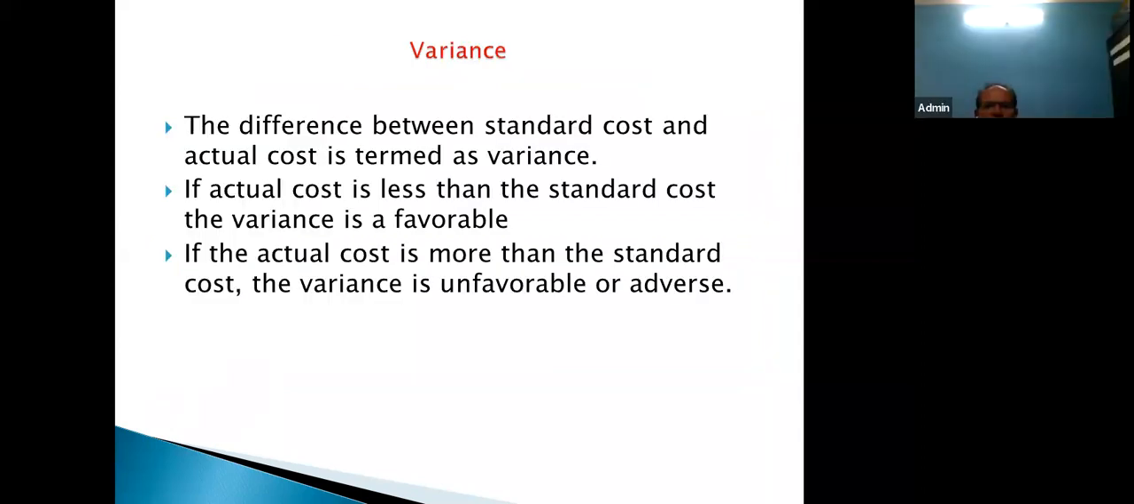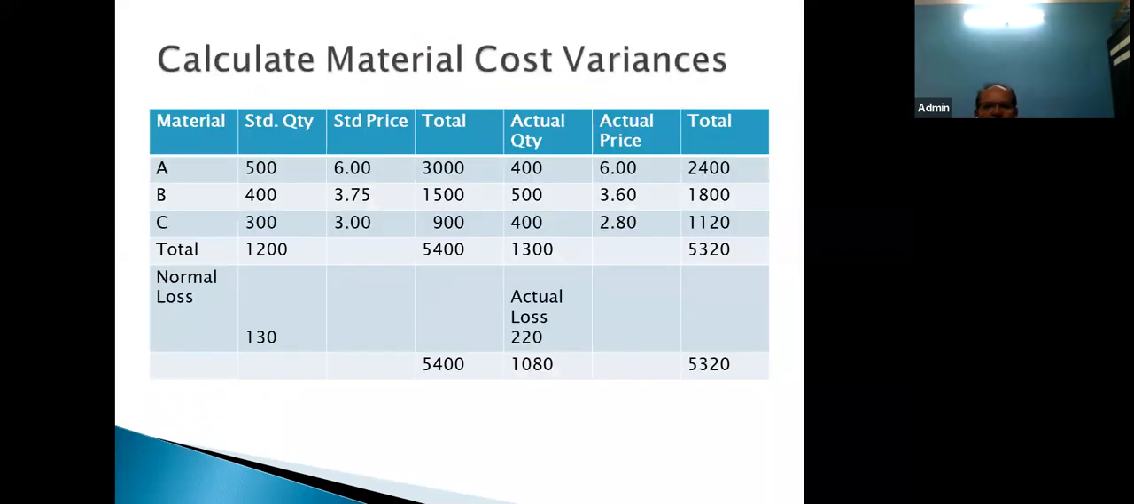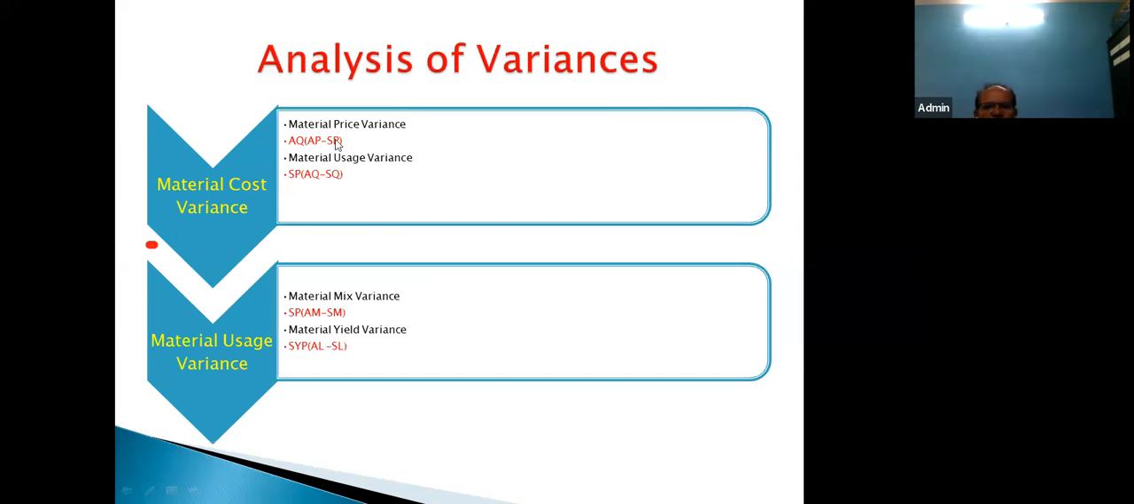Variance, we have learned, is the difference between standard cost and actual cost, and variance could be favorable or unfavorable. That also we have learned. Now this is the numerical. This is our question part, and from this question we will start. Solution: calculate material cost variances. Under this, we should calculate four variances: material price, material usage, material mix, and material yield.